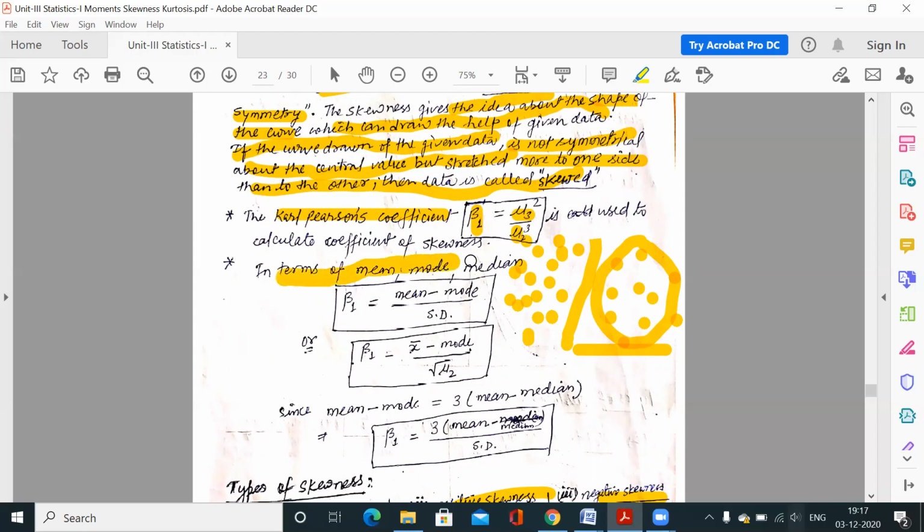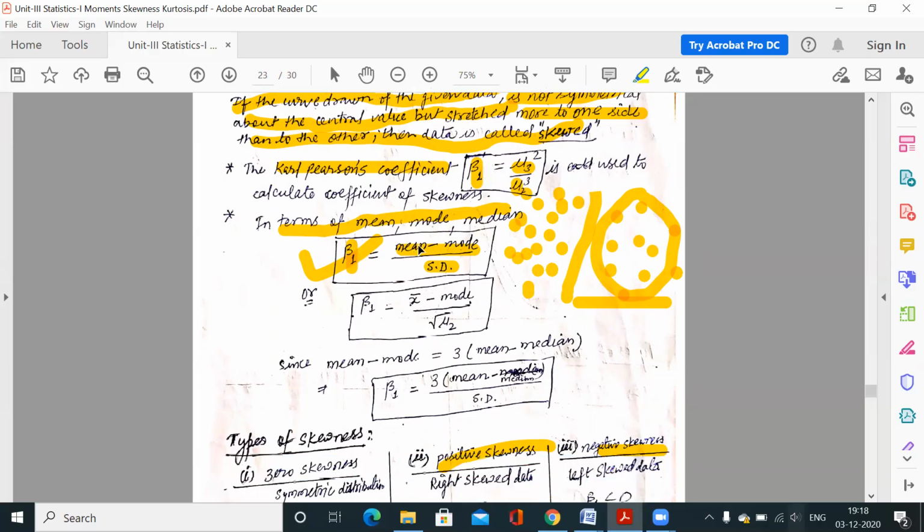In terms of mean, mode and median, we have another formula for skewness: mean minus mode divided by standard deviation. If you don't want to calculate these moments and want to calculate using mean, mode, median, we will use this formula. We need to calculate mean, mode and standard deviation, and based on this fraction we get an idea of skewness. The mean is represented by x bar, mode is mode, and the second central moment mu2 is the variance of the data.